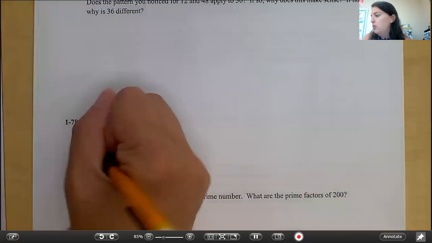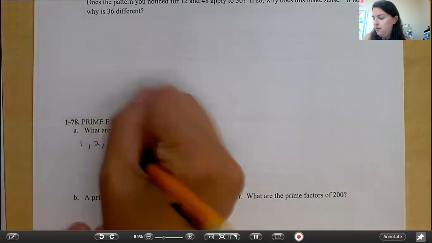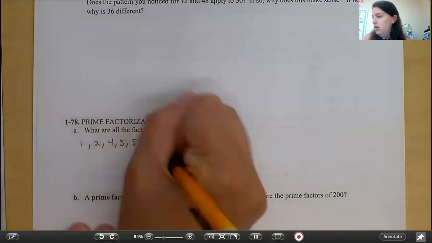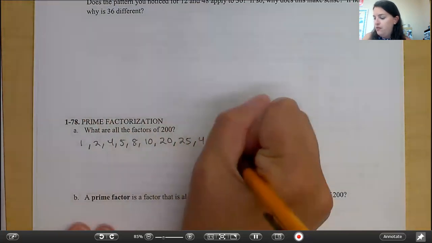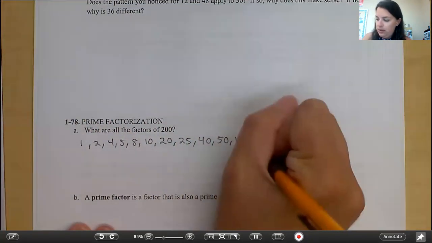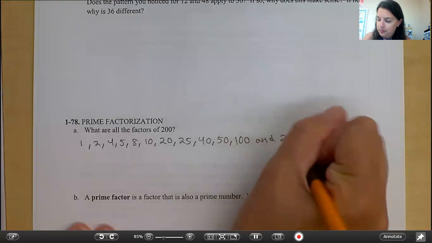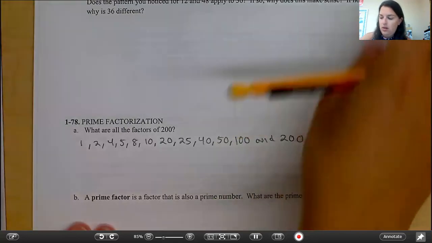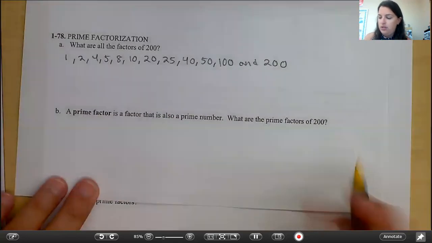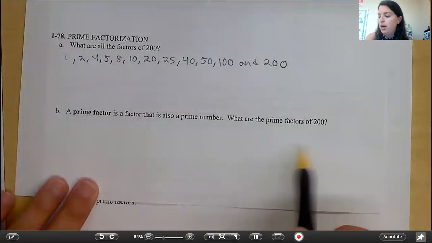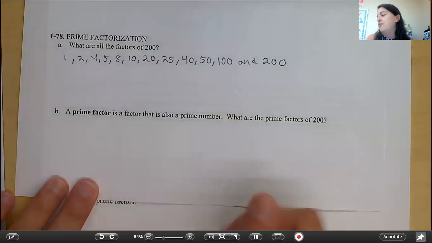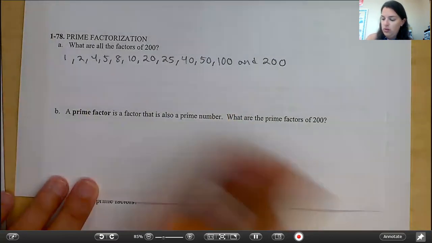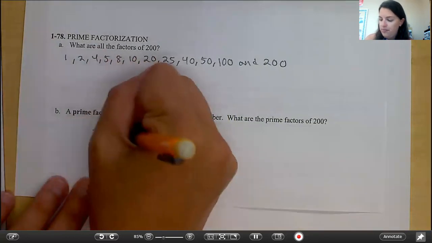Okay, factors of 200: 1, 2, 4, 5, 8, 10, 20, 25, 40, 50, 100, and 200. Part B says, a prime factor is a factor that is also a prime number. What are the prime factors of 200? So look back up at your factors and just name the prime factors. Okay, 2 and 5 are prime factors.